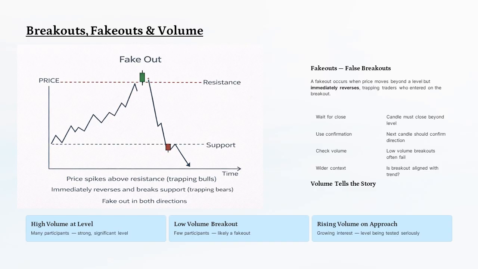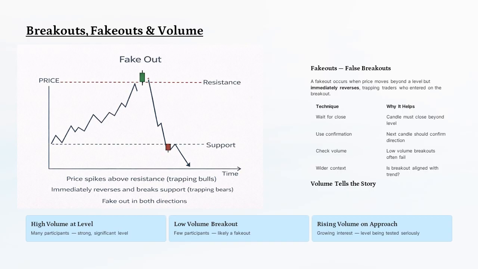How to avoid fakeouts. Technique 1. Wait for the close. Don't enter the moment price touches beyond the level. Wait for the candle to close. If it closes beyond, the breakout has more credibility. Technique 2. Use confirmation. Don't enter on the breakout candle alone. Wait for the next candle to confirm the direction.